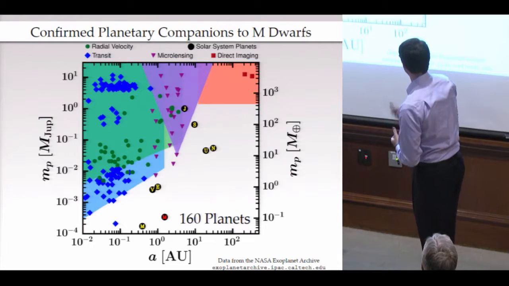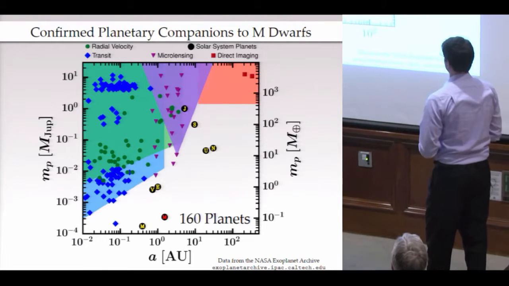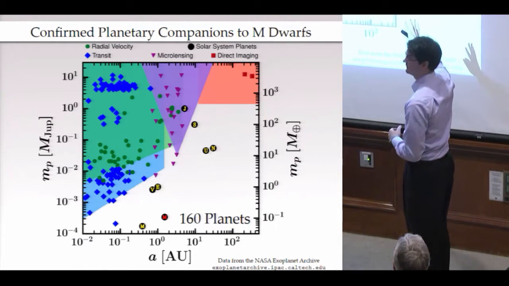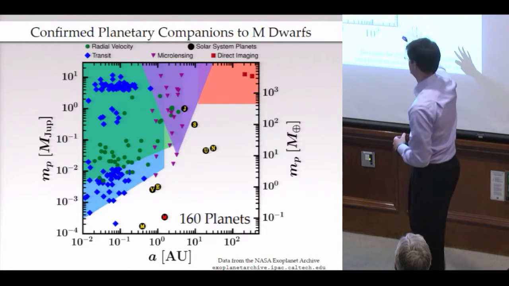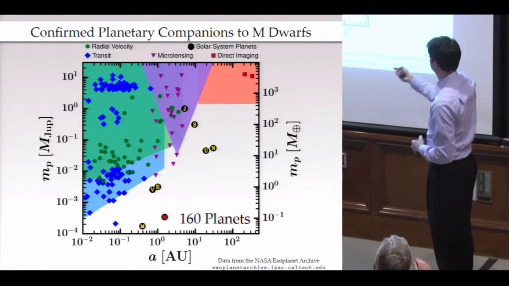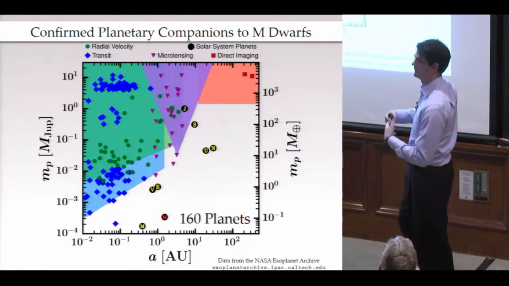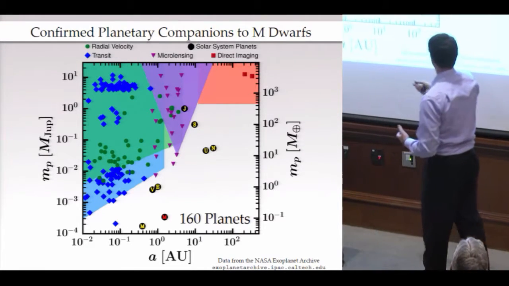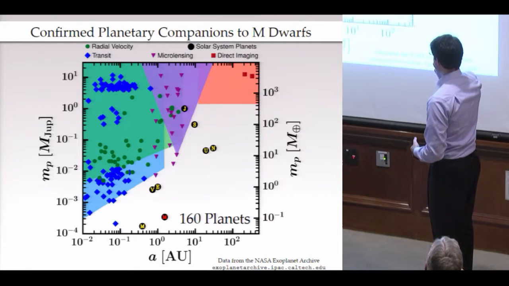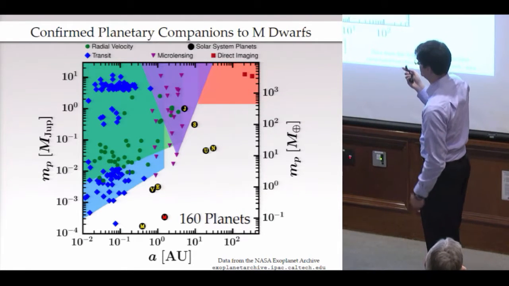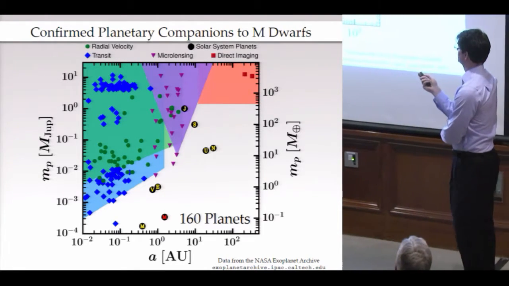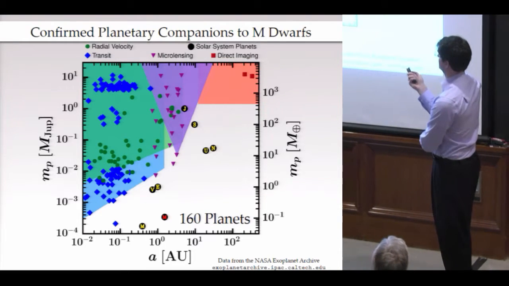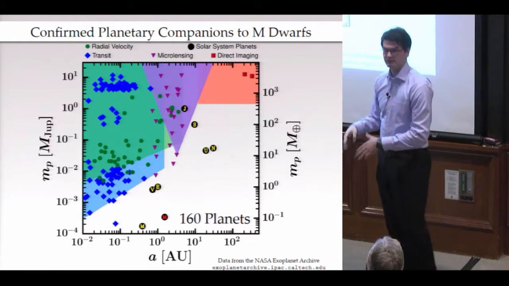And let's now go back to this mass separation diagram. And here I'm only showing the confirmed exoplanets around M dwarfs. And so one thing you'll immediately notice is that the number of planets that have been discovered around M dwarfs is much smaller than the full sample. However, there's still quite a bit of planets here. And I should mention that in this talk, I will focus on results from radial velocities, microlensing, and direct imaging, and I won't say too much about transits until I get to the end.